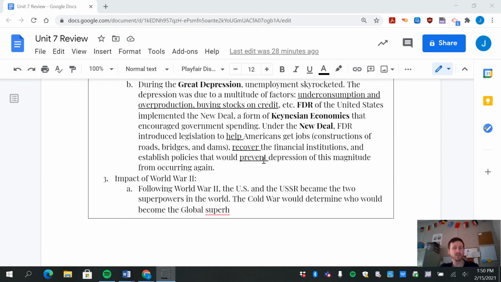Now, as we go to the Great Depression, obviously unemployment skyrockets. In the United States, about 25% of the population is out of work at the height, but in places like Germany, it's almost double that, maybe even more than double it. And what we see is that there's a lot of factors driving this. We have, one, this idea of underconsumption, so people are not buying as many goods.